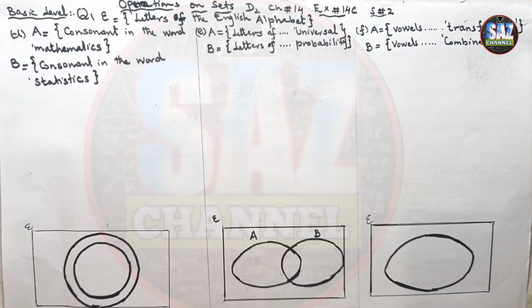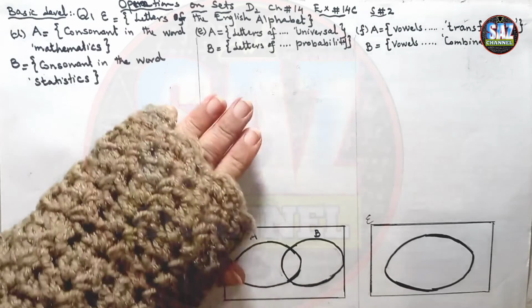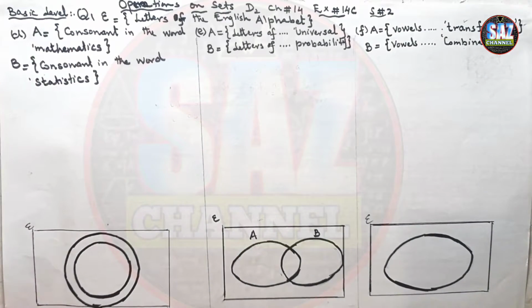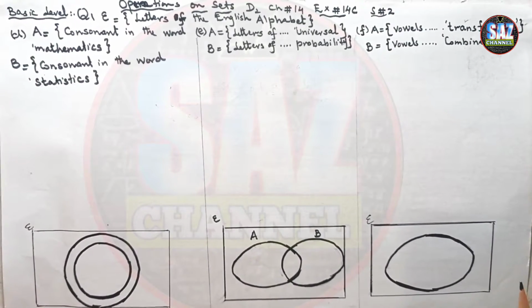This is my second lesson of D2, chapter number 14, exercise 14C, that is about operations on sets. In this lesson, I will solve question number 1, basic level.